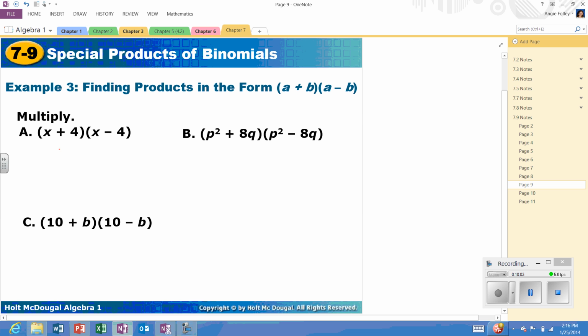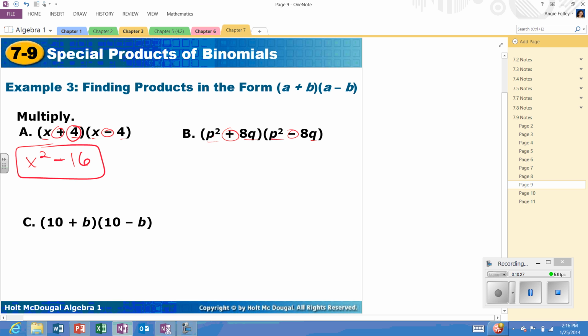So let's try this. Again, if we see that both beginning terms are the same and the last terms are the same, and all that's different is the plus and minus, you can take the shortcut by just taking the first term squared minus the last term squared. So 4 times 4 is 16, and you're done. Okay? So again, we've got the same thing, just a different sign.